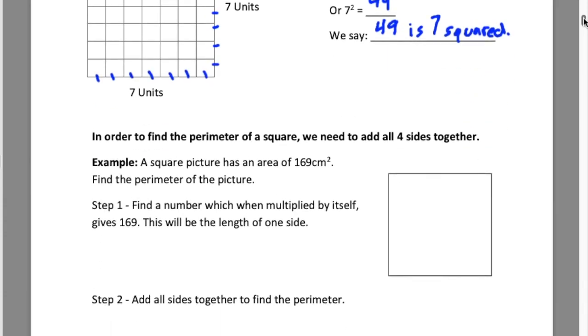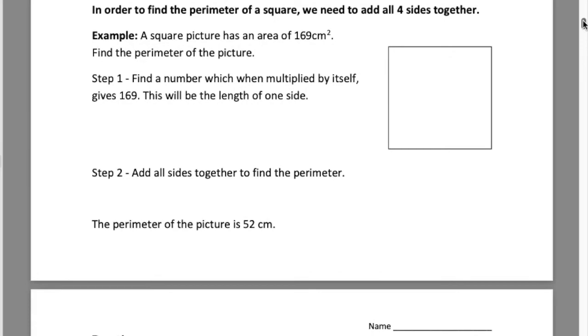We'll just scroll down here and take a look at our next example question. In order to find the perimeter of a square, we need to add all four sides together. If you remember from our definitions, the perimeter of a shape is just the outside edges added together. This example says a square picture has an area of 169 centimeters squared. So this is my picture on the side. I know that it has an interior area of 169 centimeters squared. If I was trying to visualize that, I could think of it as 169 little tiny squares inside of this shape. I'm not going to draw them all because we'd be here forever.